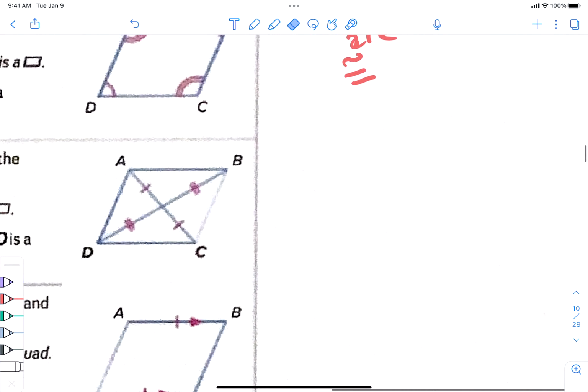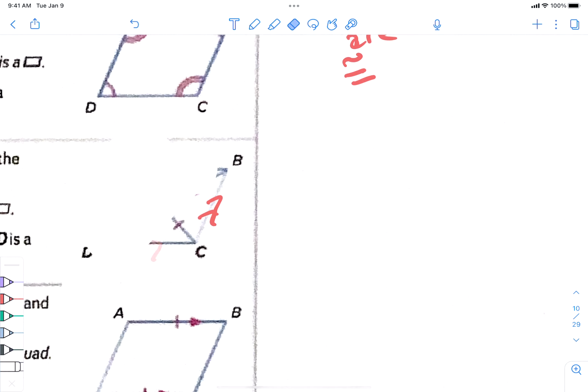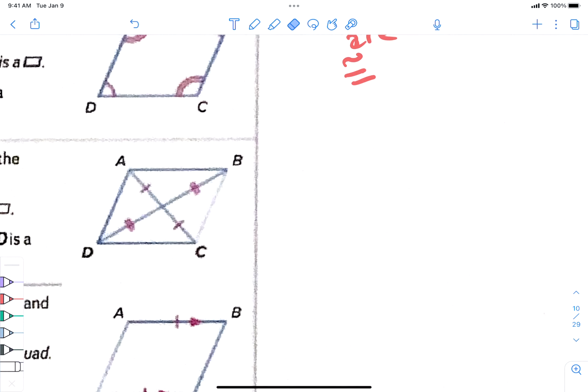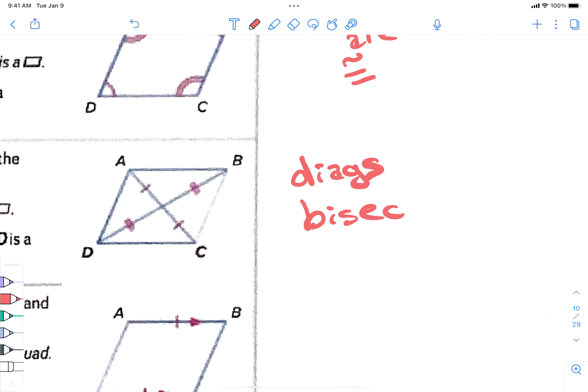The third thing says that if the diagonals bisect each other, which means this side right here is the same as this one, and this side's the same as this one, we don't even have to know any information about the top and the bottom side or these two sides. As long as the diagonals are bisecting or splitting each other in half, then it's a parallelogram. If that takes place and that's the only information it gives me, that has to be a parallelogram, just the way that it's set up, okay?